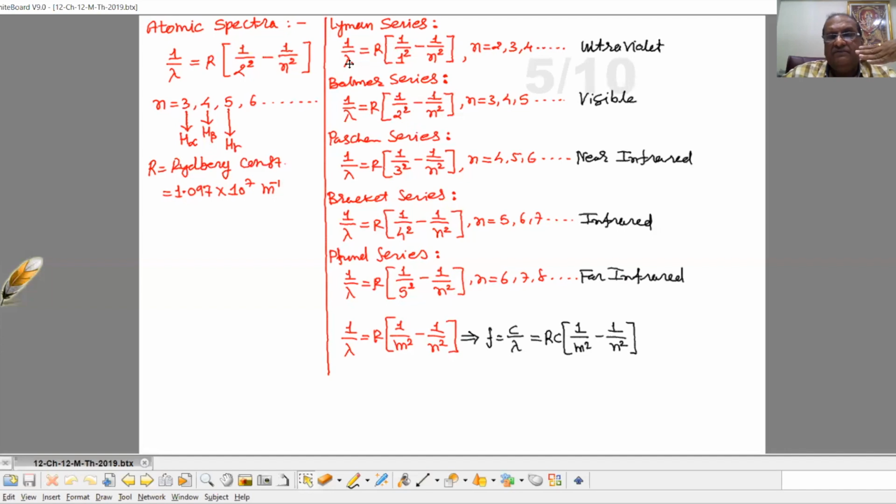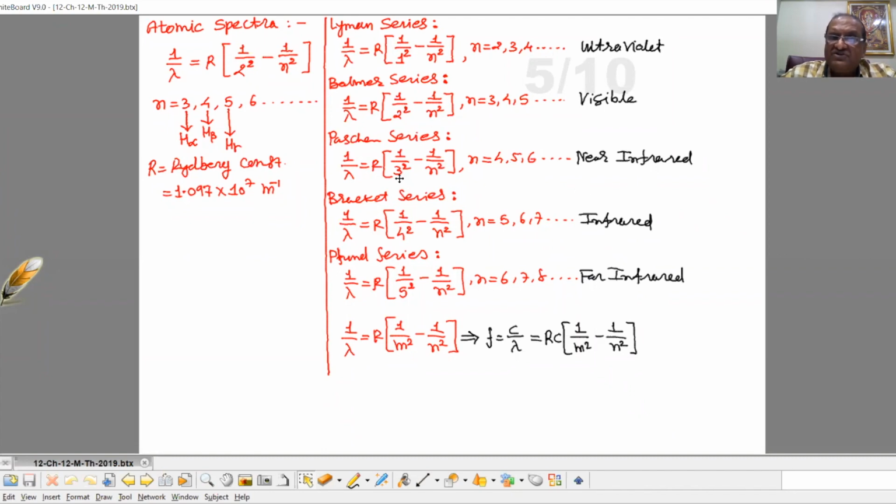Then, different scientists obtained different spectral series. Balmer we already discussed. Next is the Paschen series. For the Paschen series, all the wavelengths can be calculated with the help of the common equation 1 upon lambda equals R into (1 upon 3 square minus 1 upon n square), where n equals 4, 5, 6, 7 and so on.